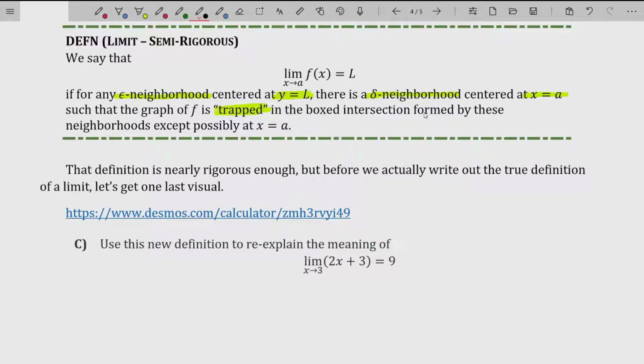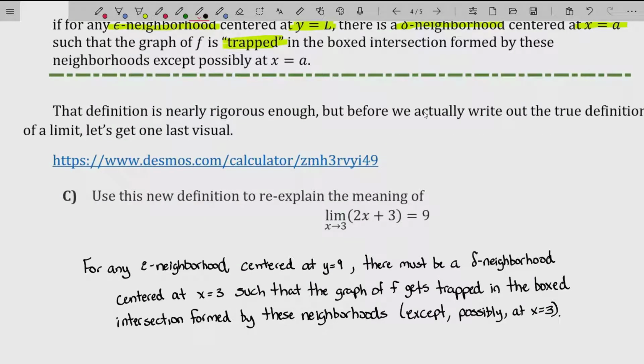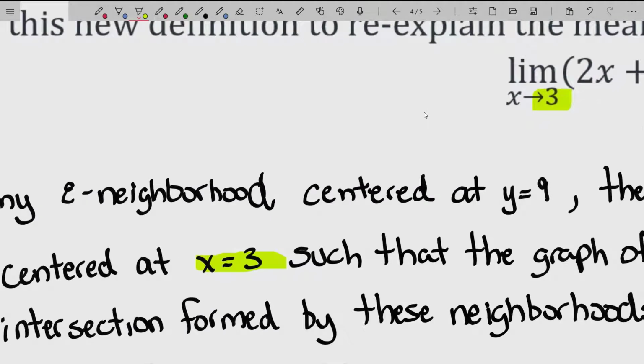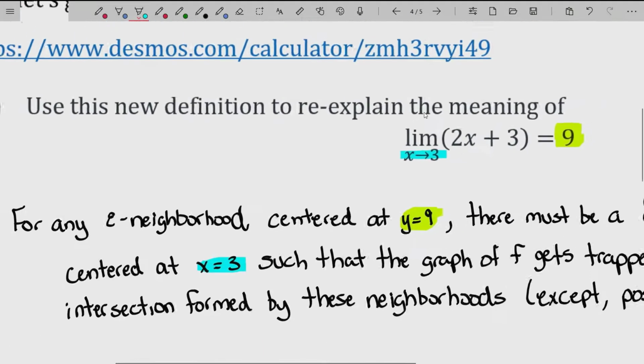The meaning of the limit as x approaches 3 of 2x plus 3 equals 9 is the following. So here's the interpretation. For any epsilon neighborhood, you can see I'm just copying the language of the definition. For any epsilon neighborhood centered at y equals 9, because that's actually the value of the limit of the function, there must be a delta neighborhood centered at 3, such that the graph... Let me color code those slightly differently because I think that's probably a good idea. So 9, I'll color in yellow, and then let's do maybe blue for that 3. 3 and 3. There we go.